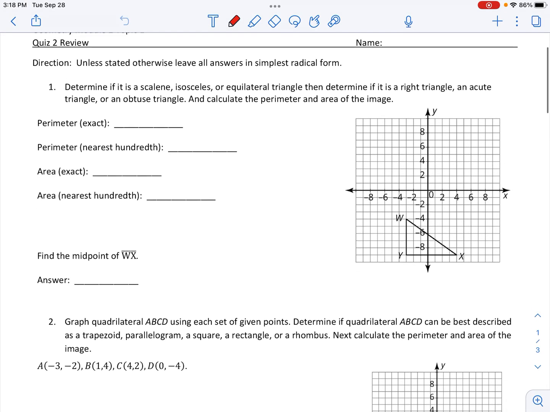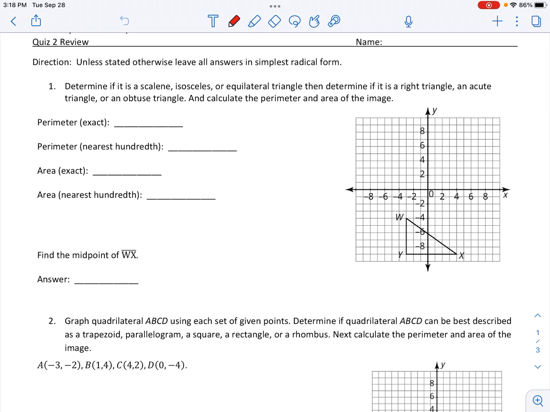All right, number one, determine what it is. So get those horizontal and verticals out of the way. Those are the quick ones. So WY starts it off. We're at -4, that's a length of 5. YX, -3 to 4, that's a length of 7.